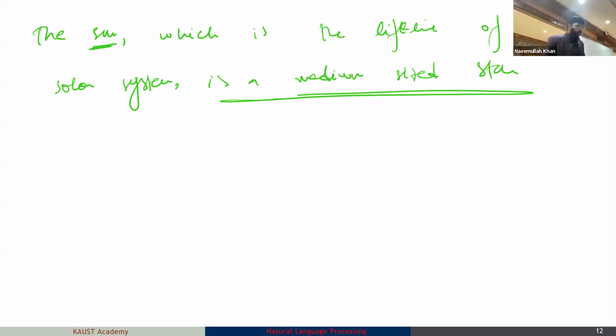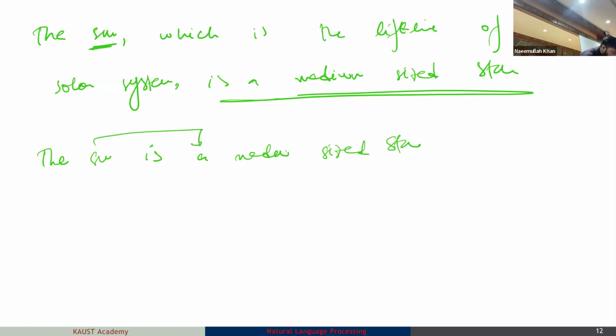But the same sentence can also be written like this. The sun is a medium-sized star. So now the skip connection is directly from here. So it's not trivially easy to provide these skip connections.